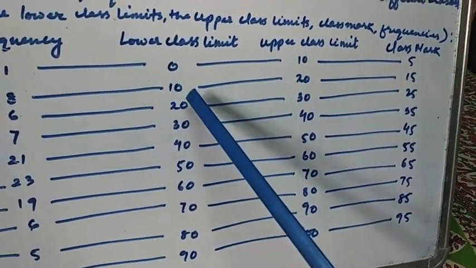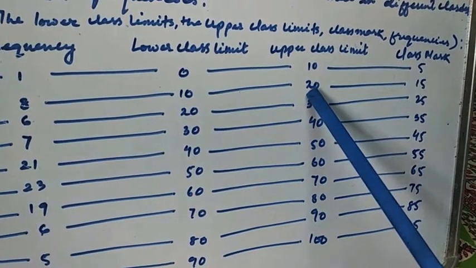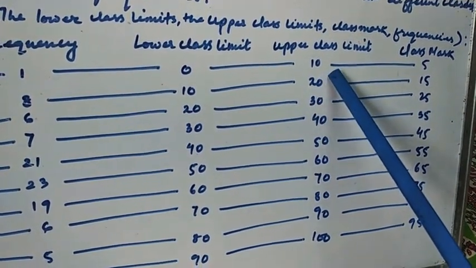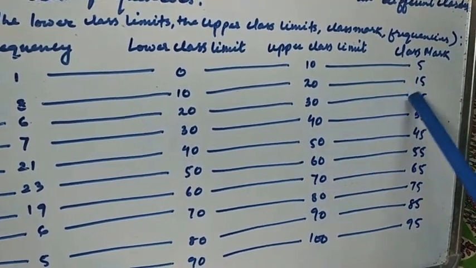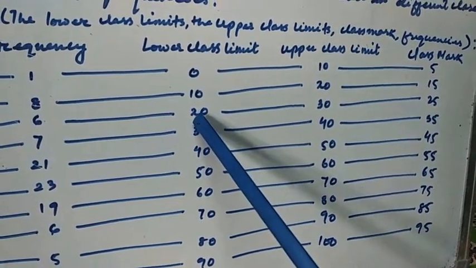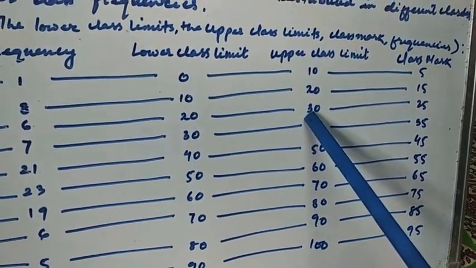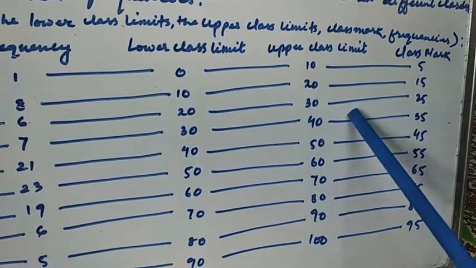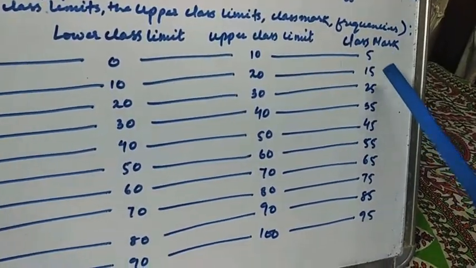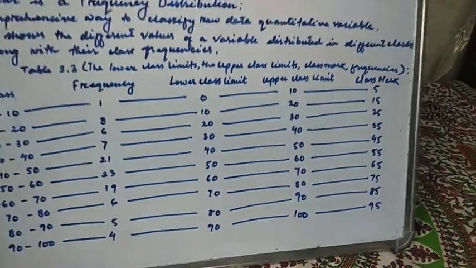So when we add 10 and 20, we get 30. And we divide 30 by 2, we get 15. And when we add 20 and 30, we get 50. And 50 will be again divided by 2, so we get 25. That is how we got the class mark.